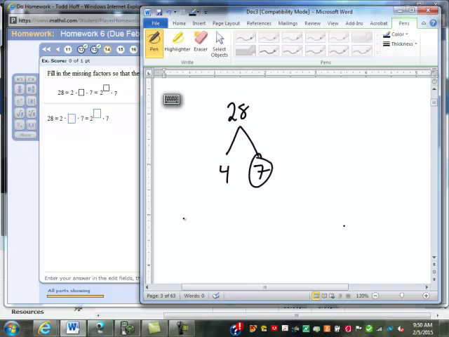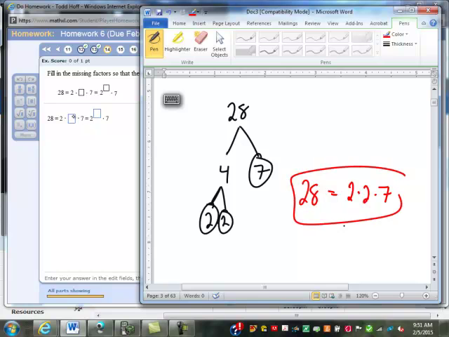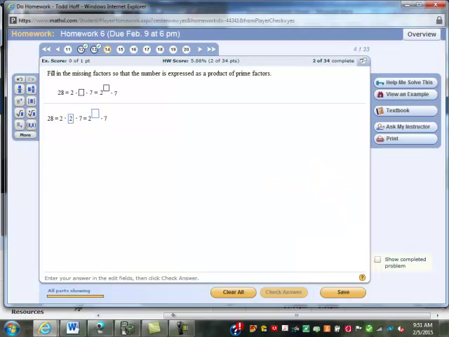7 is prime. 4 can be split up into 2 times 2. So 28 factors to be 2 times 2 times 7. So if I were filling this out, that's where I'd put a 2 there. But then here, what's this asking us to do here? Well, we didn't really talk about that yet.